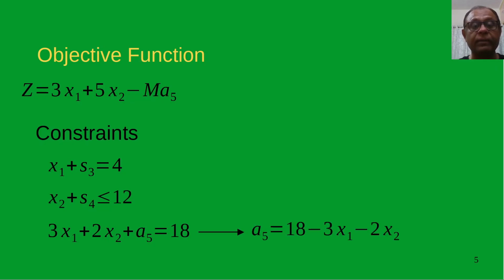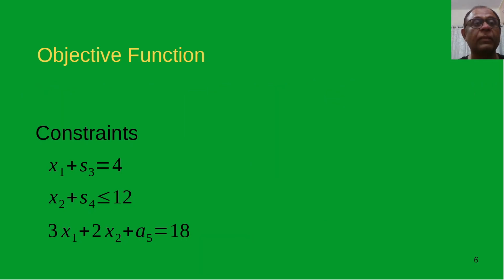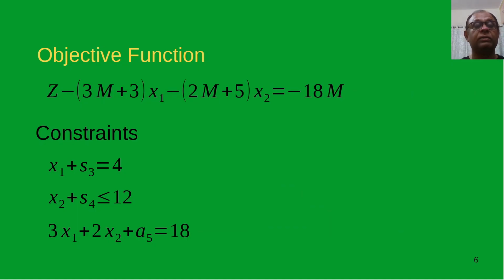So what do we do here? We remodify it, that is, we rewrite the last constraint and then we replace it in the objective function, and then we get the objective function in terms of M, x1 and x2. Now that becomes convenient because you have eliminated a5 from the objective function. So that's your objective function once again rearranged.